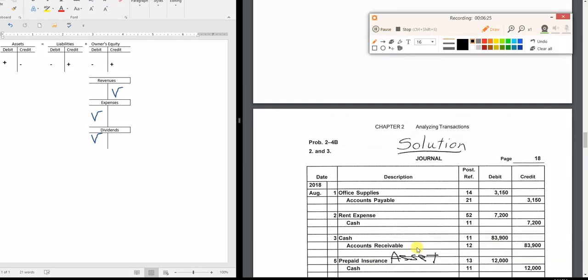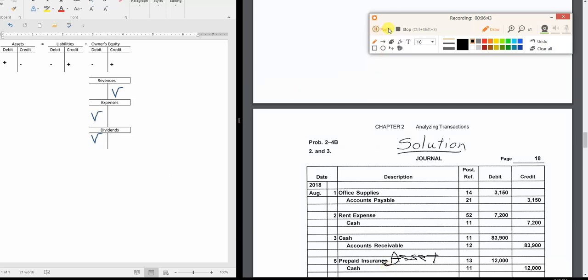Okay, so make sure you know prepaid insurance is an asset because I have something coming to me. So notice later on when we get into the next chapter, we're going to use up that prepaid insurance. So that prepaid insurance, as it's used up, will come out of prepaid insurance and go into the expense.